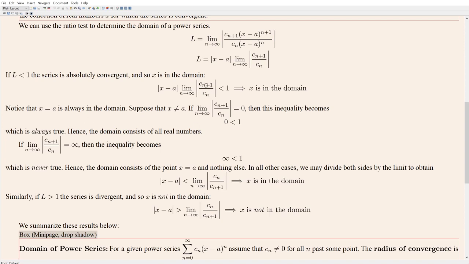On the other hand, if this limit is infinity, then the inequality becomes infinity less than 1, which is never true. So in that case, the only value of x which is going to work is x equals a. For literally any other value of x, you get this inequality, which is false. So if this is the case, then the domain consists of only one point. If this is the case, then the domain consists of all real numbers.